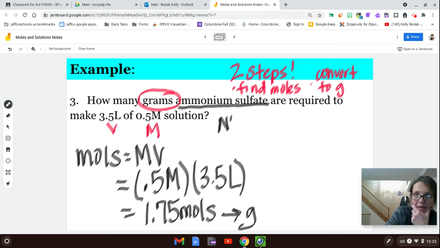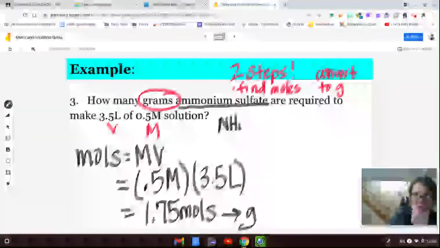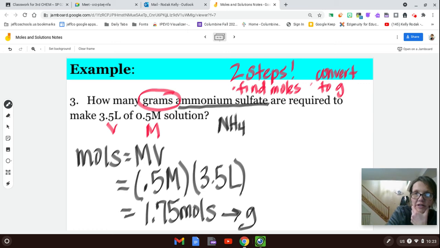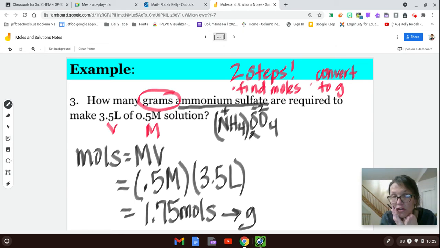Remember that the symbol for ammonium is NH4. Sulfate is SO4. These are both polyatomic ions. So we're going to look at their charges on our list. Ammonium is +1. Sulfate is -2. So we do our crisscross rule. We're going to need 2 ammoniums, right? Then we are just going to go through and do our math, and we're going to calculate 2 nitrogens and 8 hydrogens and 1 sulfur and 4 oxygens.